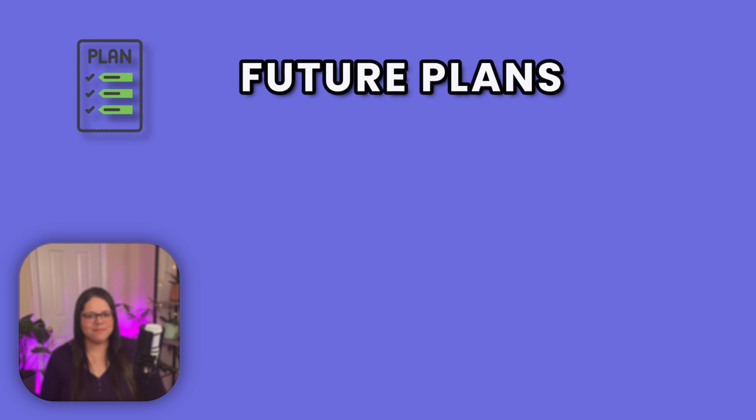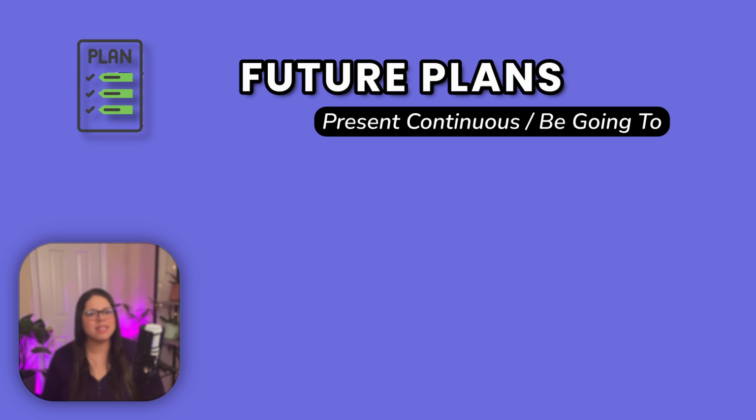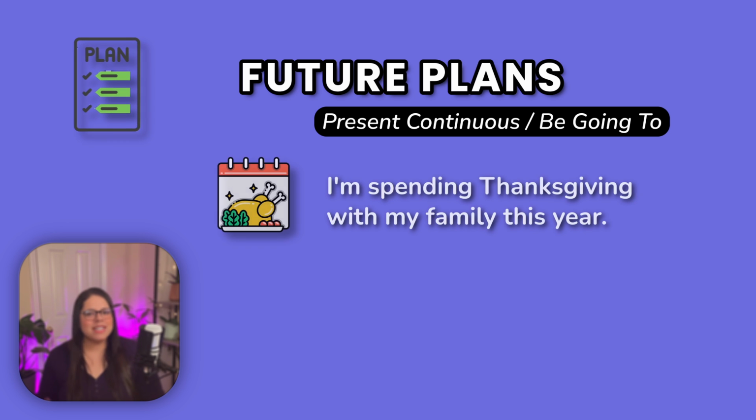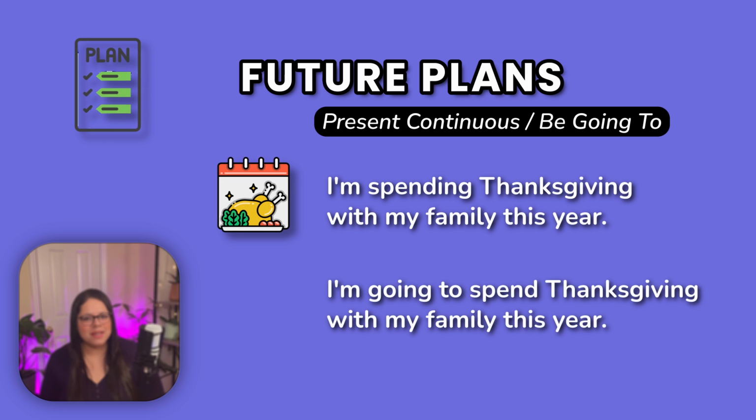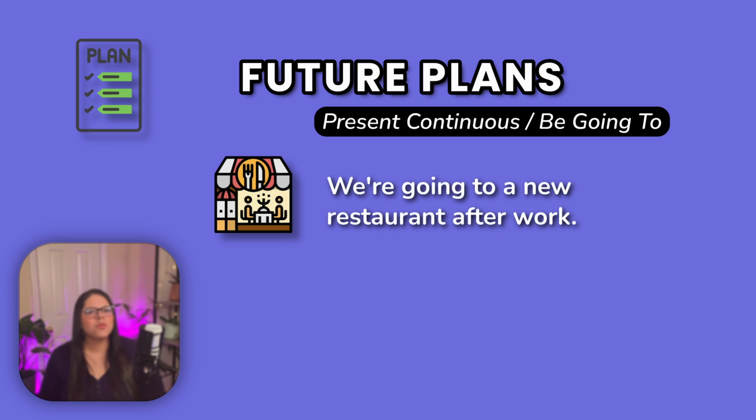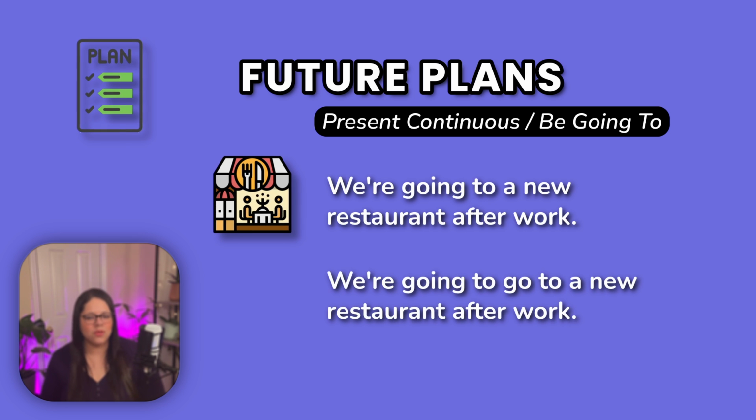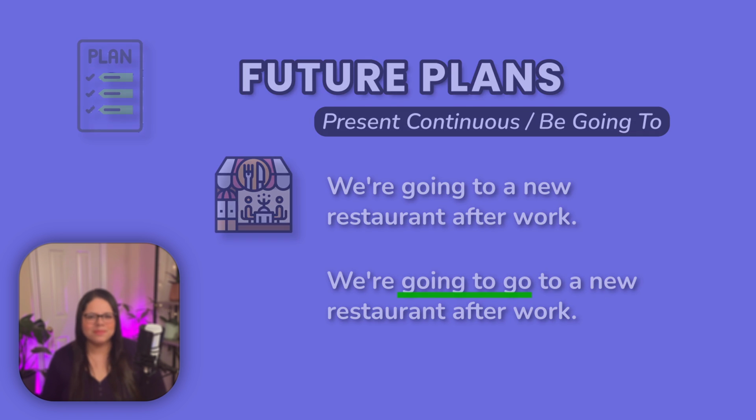If there's a future plan that you can control, it sounds most natural to use the present continuous or be going to. I'm spending Thanksgiving with my family this year. I'm going to spend Thanksgiving with my family this year. We're going to a new restaurant after work. We're going to go to a new restaurant after work. Yes, it's fine to say going to go.